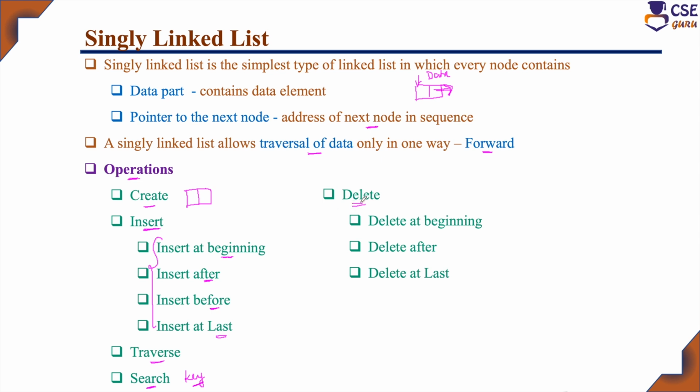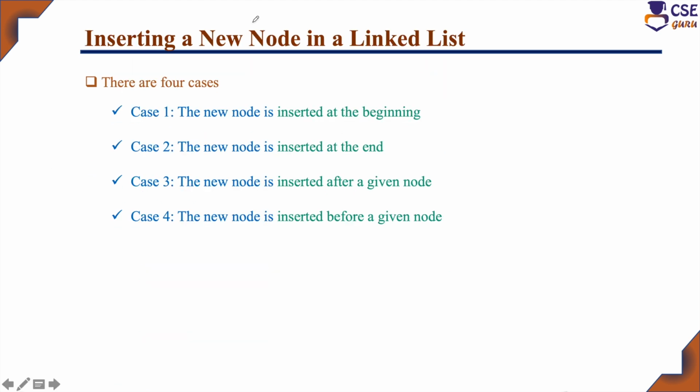And the delete operations: delete at the beginning is possible, at last is possible, delete after is possible. So these are all the operations we can perform in singly linked list. Now in this session, we are going to discuss only insert operation with all these four cases: inserting a new node in a linked list. Whenever it is specified as a linked list, you have to consider it as a singly linked list. So there are four cases in singly linked list.